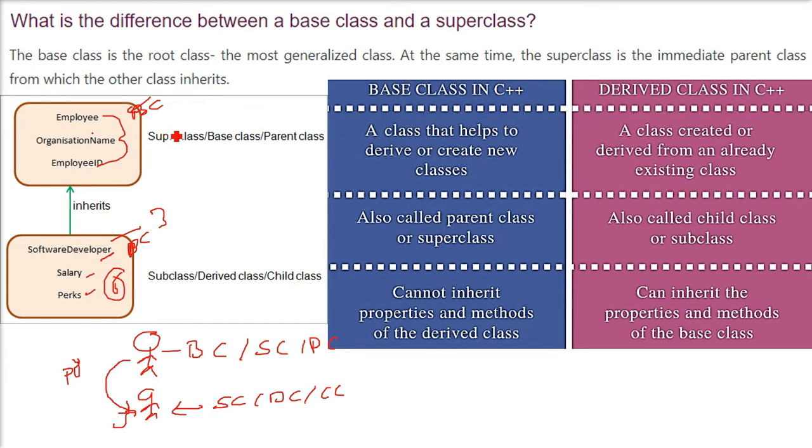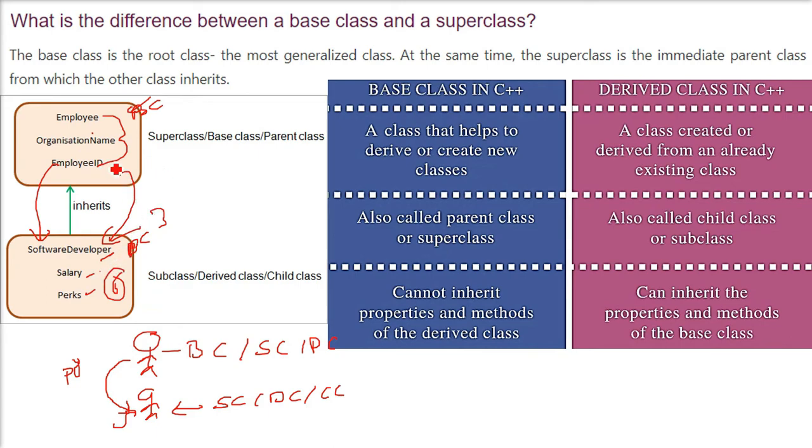So we have the class, base class. It is helping to derive or create new classes. The derived class is the class created or derived from the already existing class. Okay. The above one is called the parent class, superclass. The below one we call the child class or subclass.